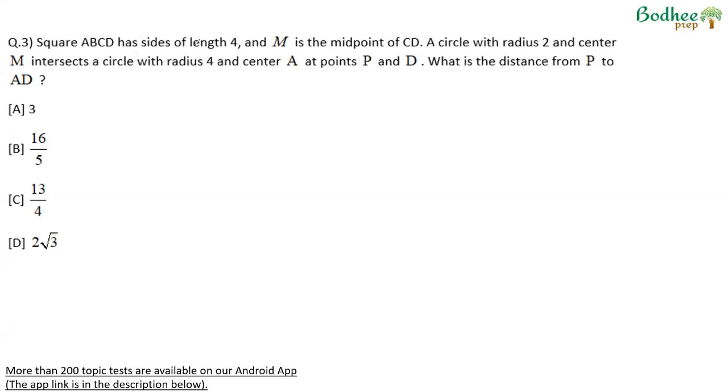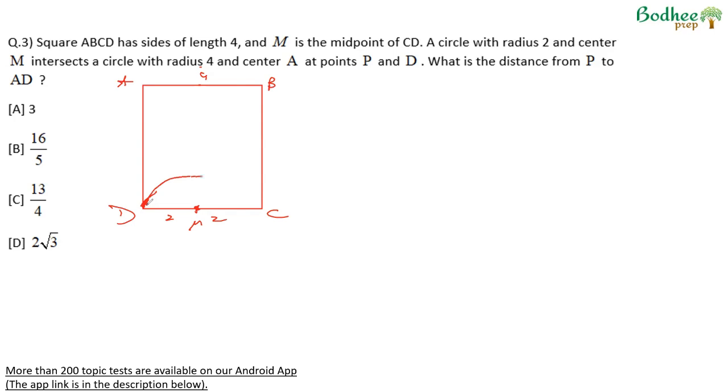Where ABCD has sides of length 4 units. So we have a square ABCD. M is the midpoint of CD. This is M. The side was of length 4, so this will be 2, this will be 2. A circle with radius 2 and center M. So if we take this as center and draw a radius of 2, the circle will pass through C and D exactly. This kind of a circle we will get.